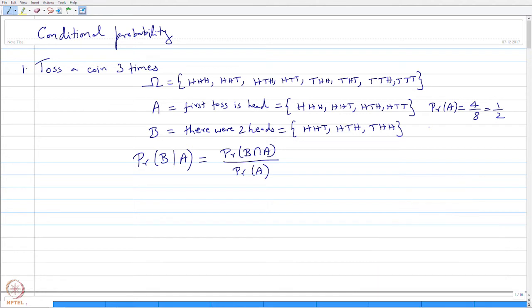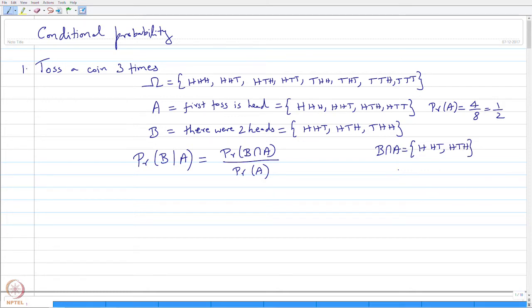So, what about B intersect A? We have A being first toss is head, B is there were 2 heads. What will be B intersect A? For B intersect A, you can take these two sets and intersect them, that is one way of getting there, that would be H H T, H T H.